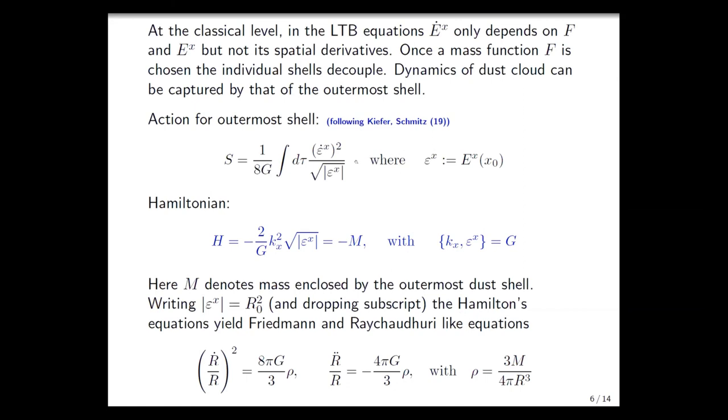Now, Kiefer and Schmitz studied this problem in the ADM variables, and following their approach, for the Ashtekar variables we can write down the action for the outermost shell, which includes a boundary term, where this curly Ex I'm just relabeling as capital Ex, which corresponds to this very thin outermost shell. Using this action, from the previous Hamiltonian I showed you, you can obtain this Hamiltonian for the system with Kx and Ex being the conjugate variables, which satisfy these Poisson brackets. Now you can look at the Hamilton's equations of this Hamiltonian, and then unsurprisingly, like those who look at quantum cosmology, it turns out very easily that you get essentially the Friedmann and the Raychaudhuri-like equations for the areal radius. R dot squared by R squared looks like 8 pi G rho by 3, and similarly the Raychaudhuri equation with minus 4 pi G by 3 rho. So we essentially obtain a cosmological-like model, which is enclosed by this outermost thin shell.